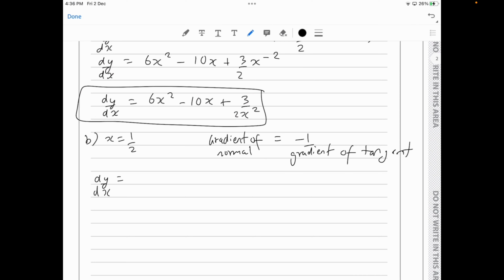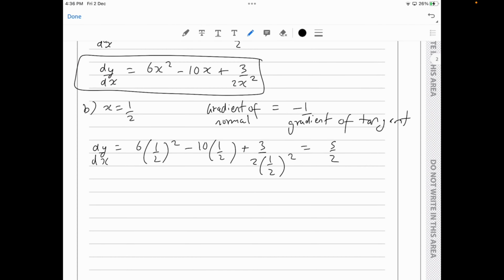So dy over dx is going to be equivalent to 6 brackets half, that's the value of x which is substituted into x squared, minus 10 brackets half, plus 3, divided by 2 brackets half x squared. Now, if you put this in a calculator, by the way, do use a calculator for the exam, you're going to get 5 by 2. This is going to be our dy over dx. We know that 5 by 2 is the gradient of the curve, and indirectly, the gradient of the tangent to that curve. Now, what you need to do is find the gradient of the normal.